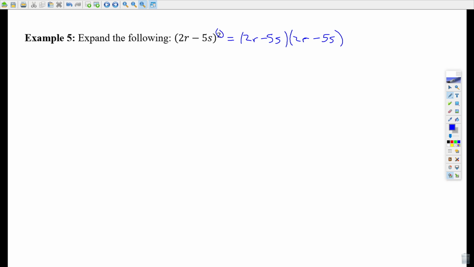So how do we multiply these together? You're going to do the first one, 2r, and it has to go to both things in the second one. So the 2r goes to both things. We have 2r times 2r, which is 4r squared. And then we have 2r times a negative 5s. That's minus 10rs.